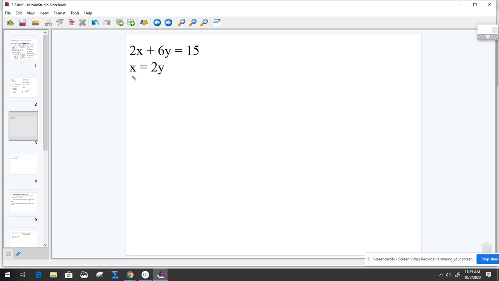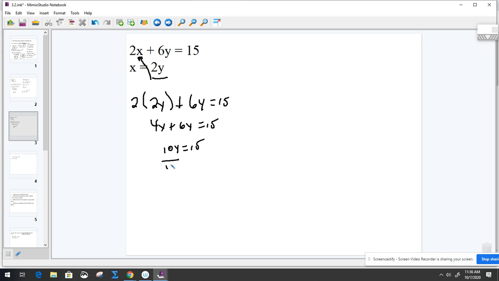So again, this one I have x by itself. So I'm going to take what x is equal to and plug it in up here. So I have 2 times 2y plus 6y equals 15, which is 4y plus 6y equals 15. 10y equals 15. I'm going to divide by 10. I'm going to write this as a reduced fraction, and I get y is equal to 3 over 2.